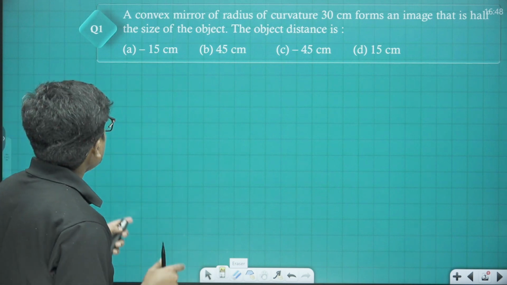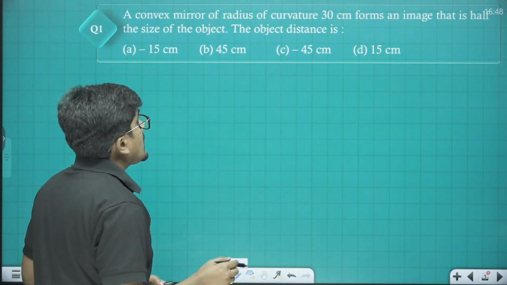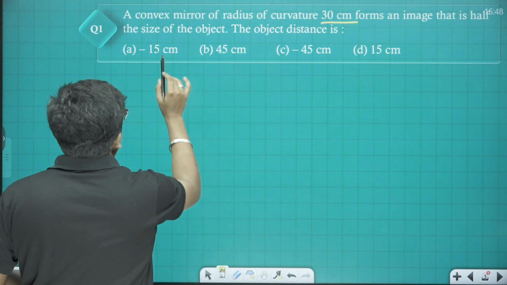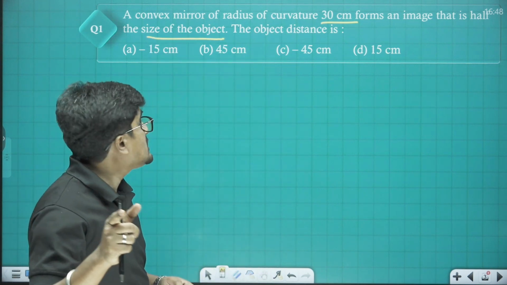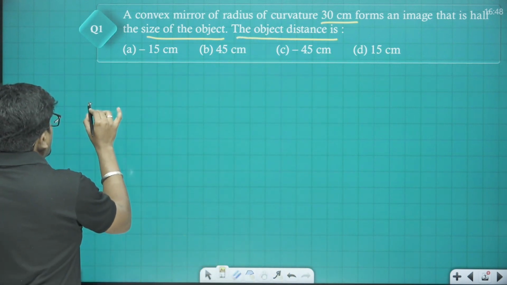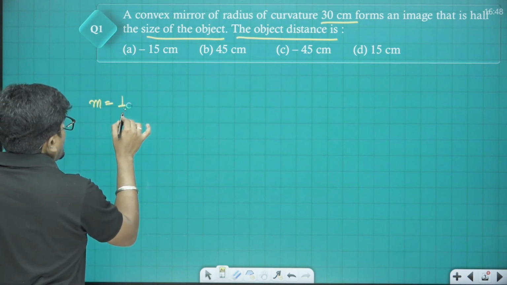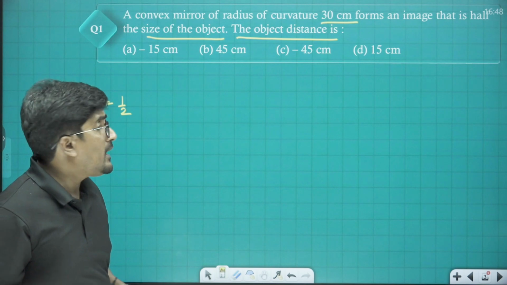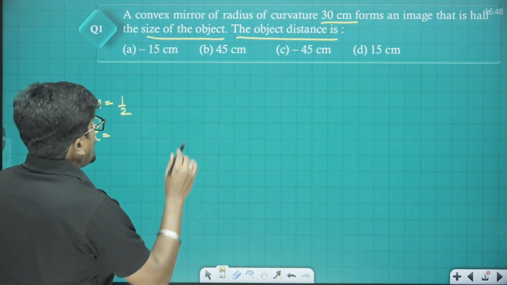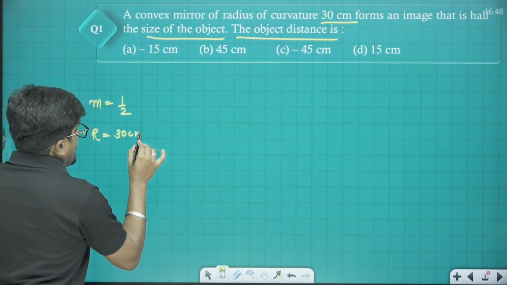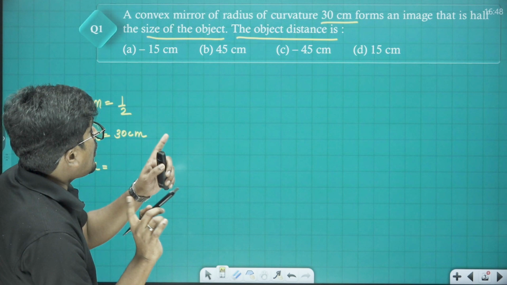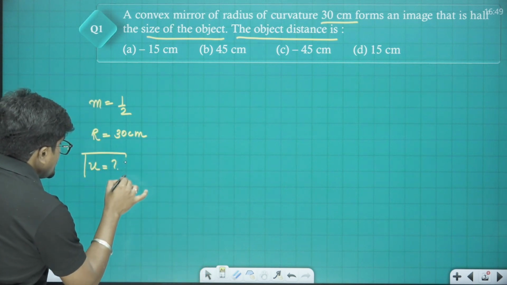The question says, a convex mirror of radius of curvature 30 centimeter forms an image that is half the size of the object. Then the object distance is? All right, so here m is equal to 1 by 2. Then radius of curvature R, what is R value? R value is 30 centimeter. And what we want is the value of object distance, that is u. So that is the question.